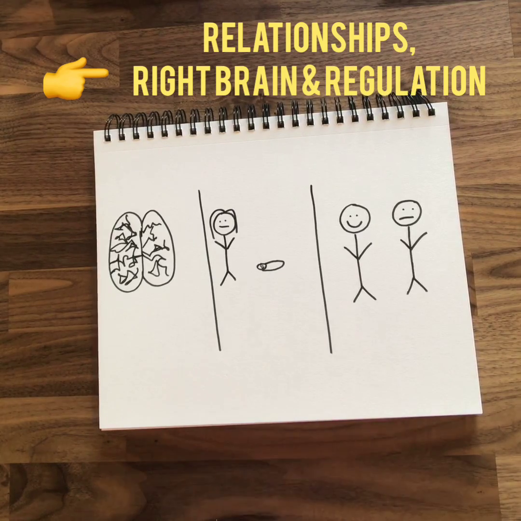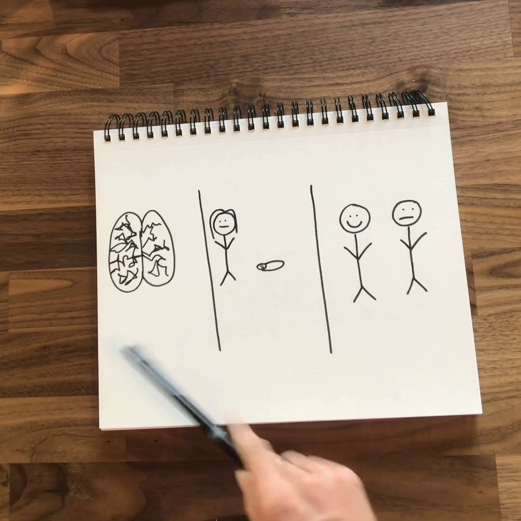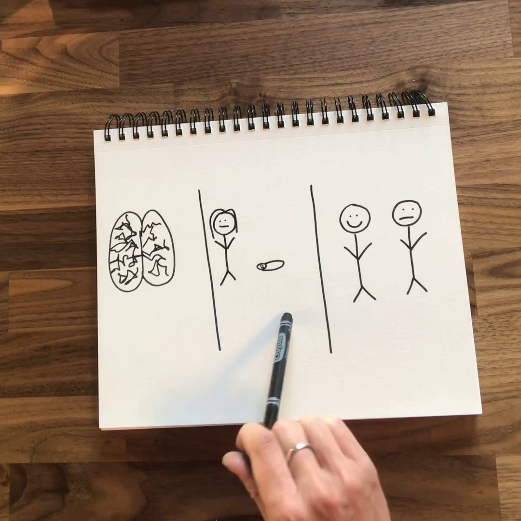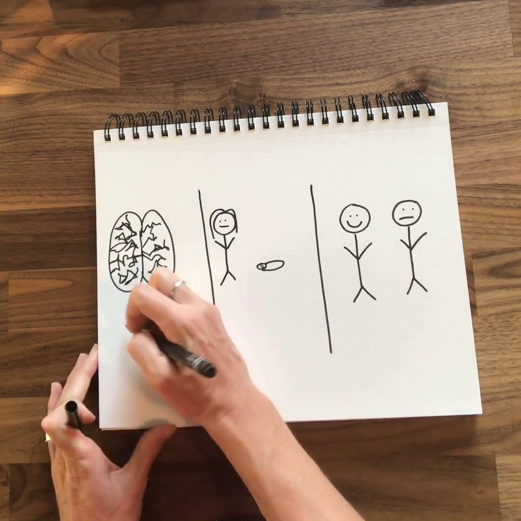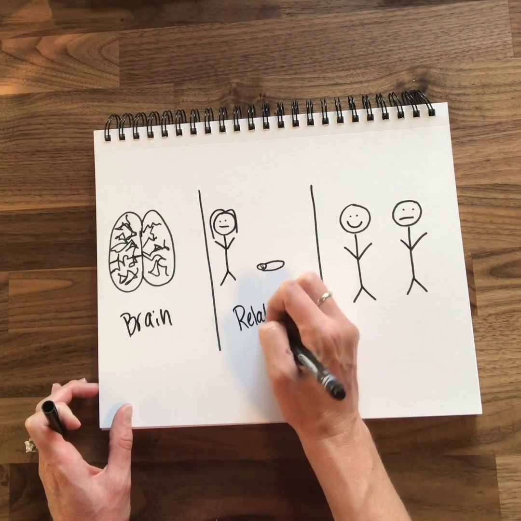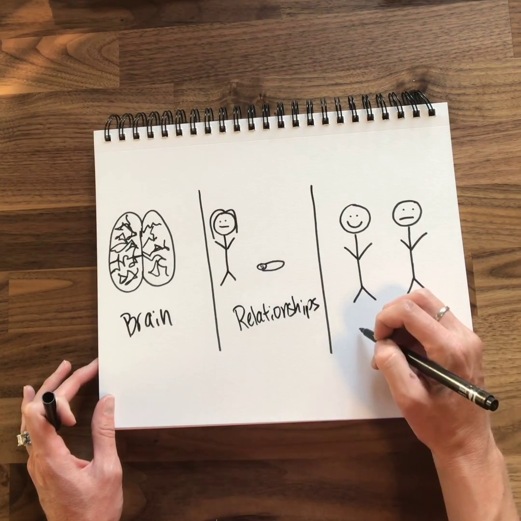I use drawing in my office all the time as a way to help create some simplicity out of what can sometimes seem like overwhelming concepts. And today's concept, we're going to talk about three different things. We're going to talk about the brain, and yes, that's a brain. We're going to talk about relationships between mom and baby, and then we're going to talk about outcomes. So we're going to talk about the brain, and then we're going to talk about relationships, and then we're going to talk about kind of life outcome.